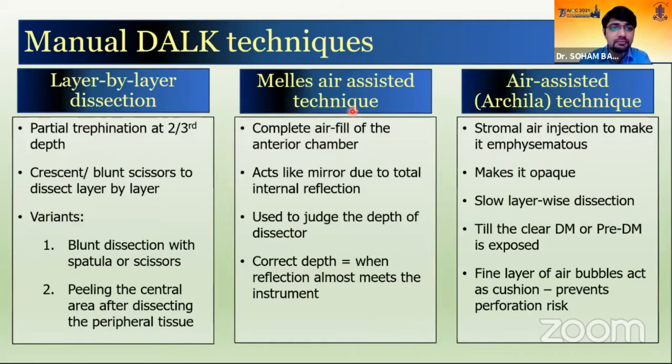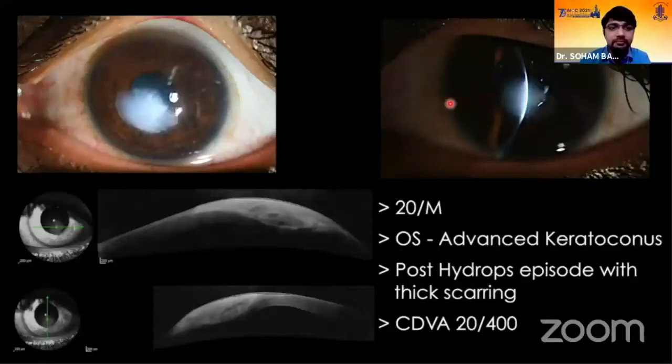So the various techniques: there's the layer by layer dissection, which I shall be showing in subsequent videos. Then there is Melles' air assisted technique where the depth is judged by injecting an air bubble. And then there is the Archila technique where the corneal stroma is insufflated with air, so the dissection depth is made more clear. So coming to the first video here.